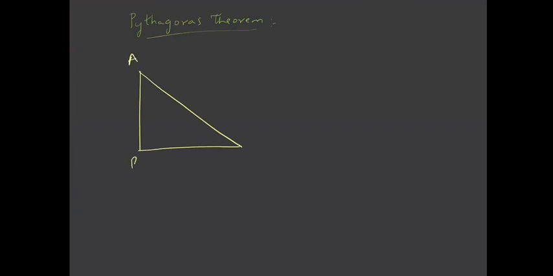In the assignment, we have already discussed what is Pythagoras theorem. Given a right angle triangle ABC, say it is right angled at B, then the square of the hypotenuse is the sum of the squares of the remaining two sides. That is, AC square is AB square plus BC square.